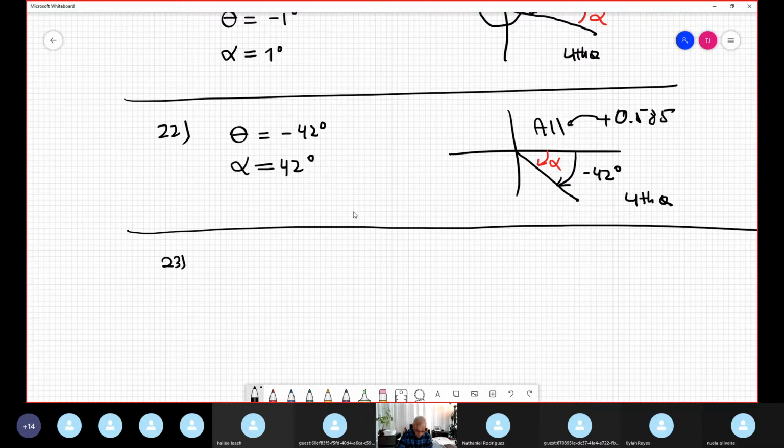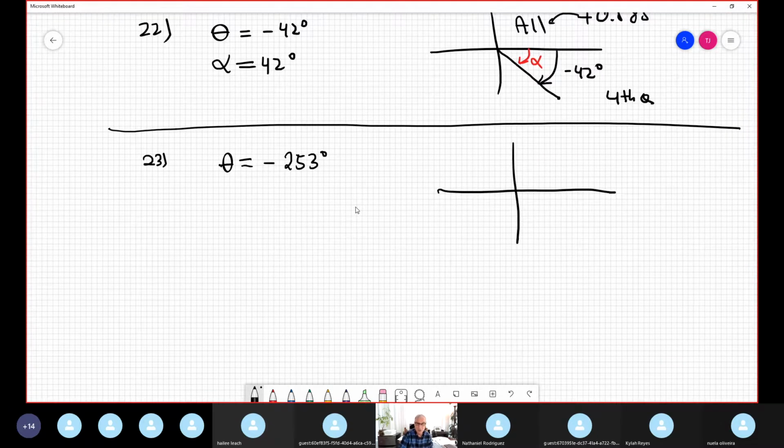Repetition in different cases. 23 is negative. Theta is negative 253. Again, a negative angle. Don't be scared of the negative angle. People say, I hate the negative angle. No, it's the same thing, right? But you rotate clockwise, no? So, in what quadrant does this lie? Well, I know that I rotate in this direction. It says negative 180, but I continue, no? So suppose that negative 253 lies in the second quadrant. Do you see or no?